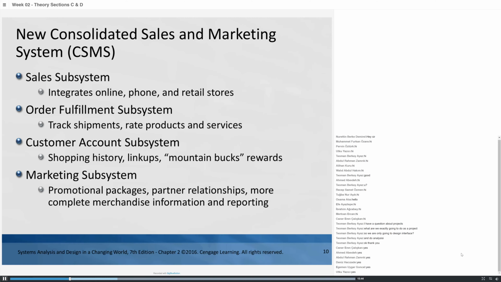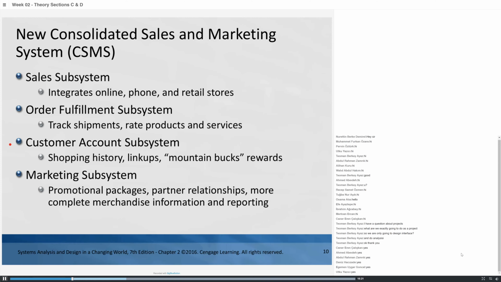The next module is the order fulfillment system. It is used to perform all normal tasks of shipping items and allow customers to track their shipments. In addition to that, customers can also rate and make comments about particular purchases.